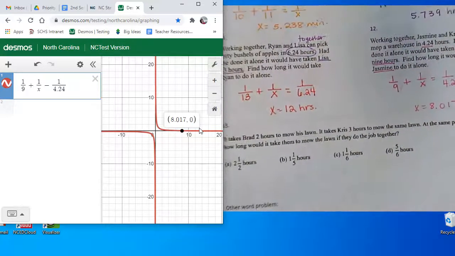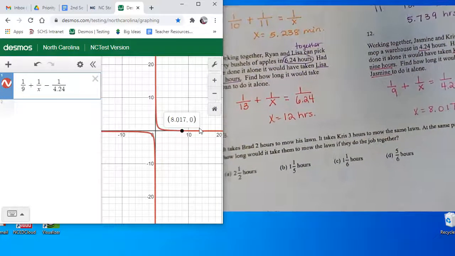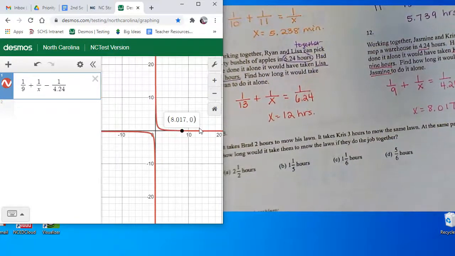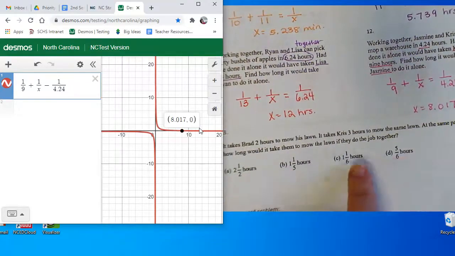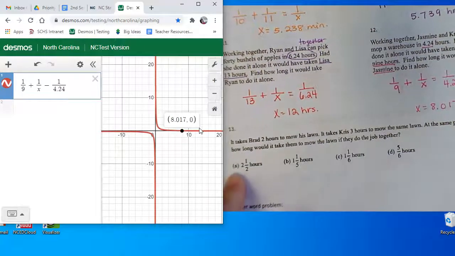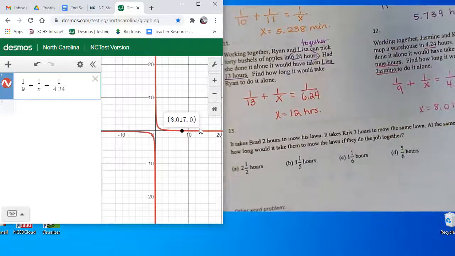Alright? The next one's a multiple choice question, and it's just odd the way that it's written. If you do get a decimal, just be sure to try to match it up with these, or change these to decimals to make it match up.